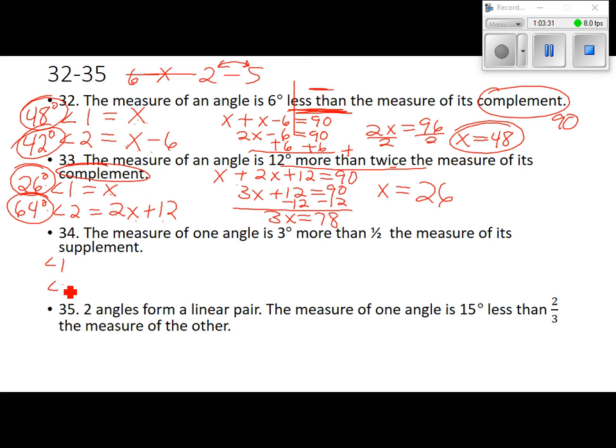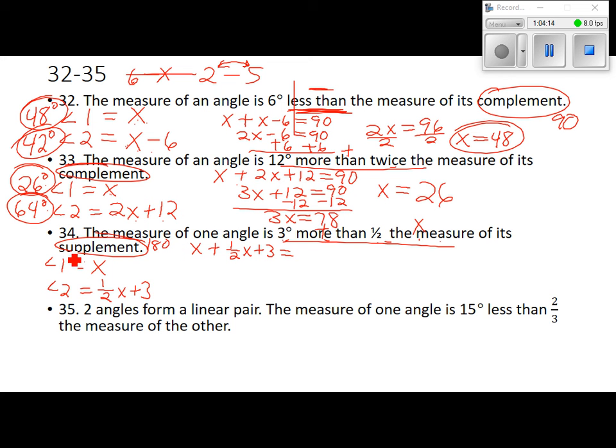Next one, angle 1, angle 2. The measure of one angle is 3 more than half the measure of the other angle. It's supplementary, so that's 180 this time. One of the angles, I'm going to let it be x, and then I'm just going to translate this. 3 more than half the other measure, so 3 plus half times the other measure. The other measure is just our x. So, I'm going to turn that around and put 1/2 x plus 3. You could put 3 plus 1/2 x, it means the same thing. x plus 1/2 x plus 3.